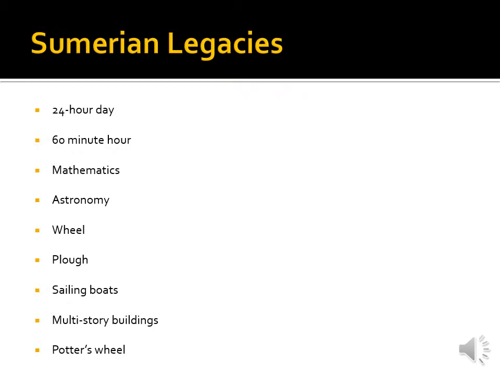So what happened to them? Well, for 1,000 years, from about 3000 to 2000 BC, the city-states of Sumer were almost constantly fighting with each other, almost constantly at war.